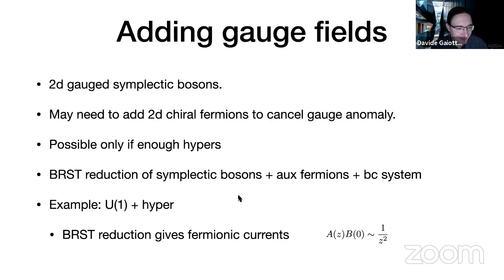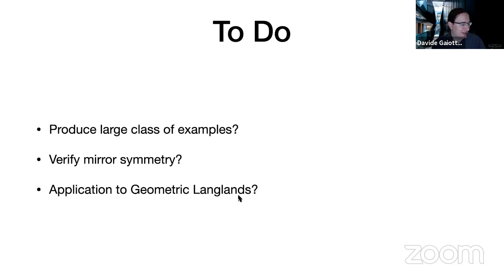Now, the same as for the A twist, it would be nice to do more calculations, produce large classes of examples of these chiral algebras of B twists of gauge theories, verify mirror symmetry, and look for applications to geometric Langlands. In general, see if this can be used as a tool to learn about logarithmic vertex algebras, for example, or vice versa, learn about the B-twisted theories from the chiral algebras. Okay, I'm more or less done.